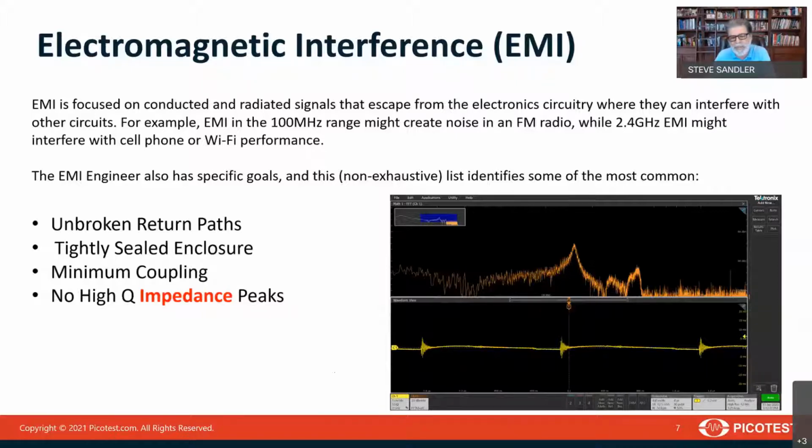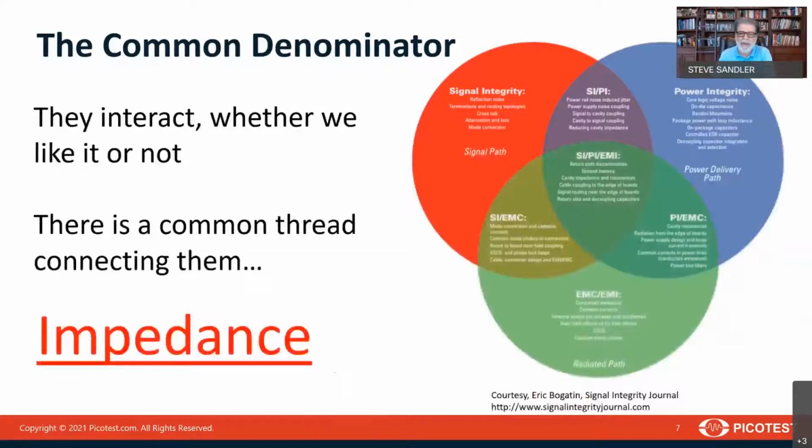And of course, they want to make sure that we don't have any high impedance peaks. You can see here we have this nice sharp impedance peak, and that correlates with noise. You can see that transient noise in the time domain in the lower trace. And so that's the focus of the EMI engineer.